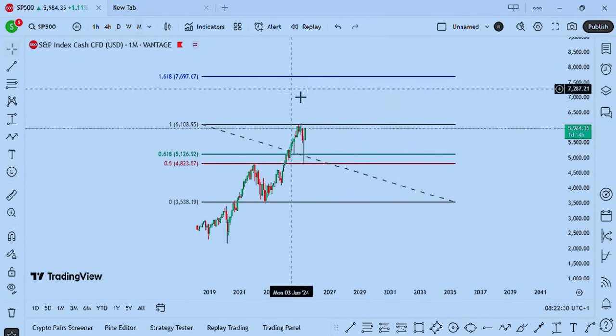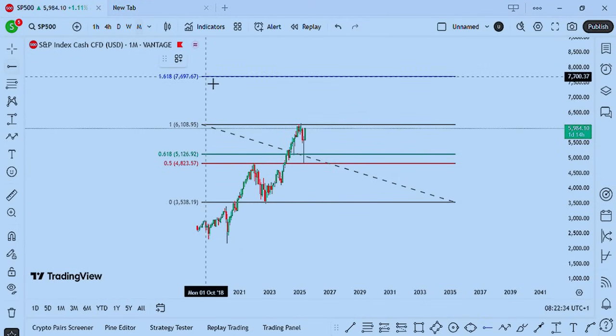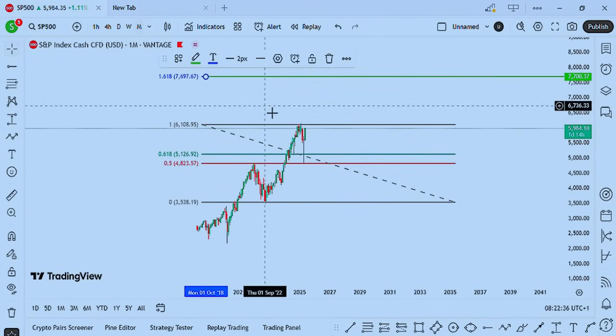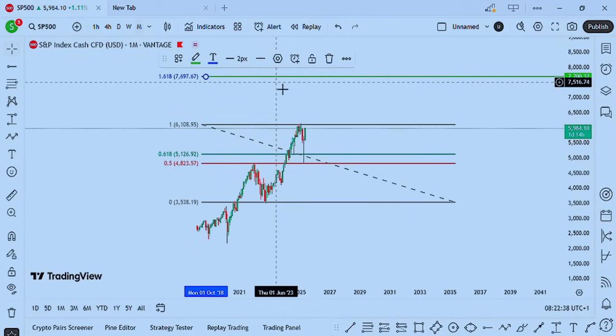So new all-time high on SP500 before 2026 or 2027. All right, we are hearing that here first.